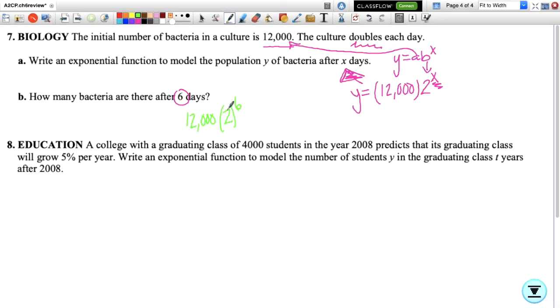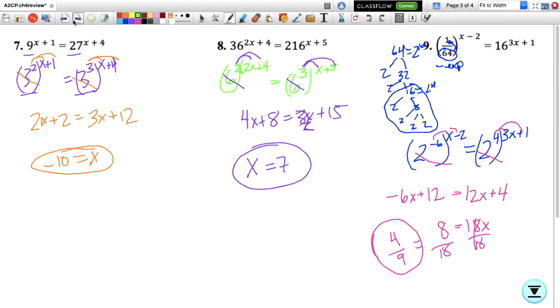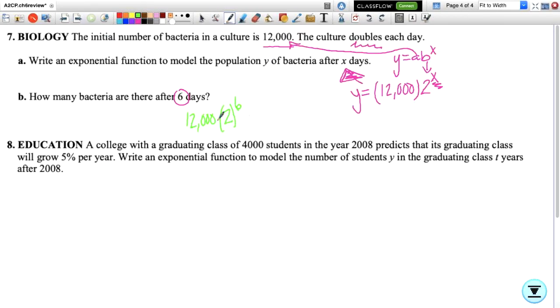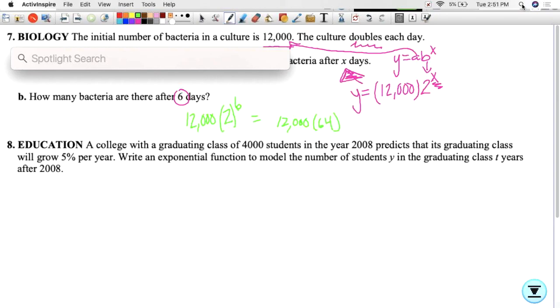So 2 to the 6th we've done a handful of times. It's not something I have off the top of my head, but I feel like I have it here, right? 2 to the 6th is going to be 64. So I'm going to take this number, 12,000, and now I'm going to times it by 64. And remember, I could have just done this on my calculator, right?